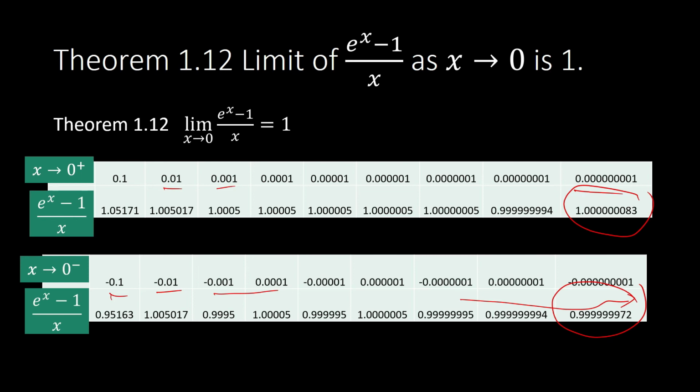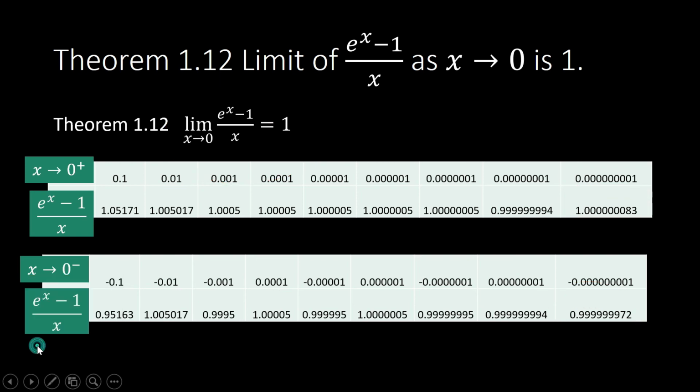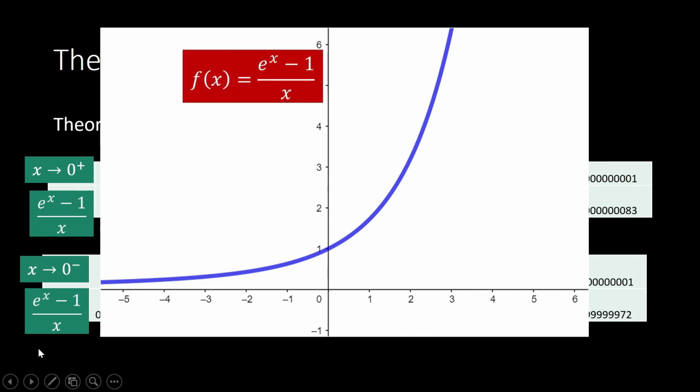And using our existence theorem, or theorem for the existence of limit, the limit of this function exists and it is equal to 1. Now we can also easily and quickly agree with this result if we look at the graph, because this is the graph of the function f(x) = (e^x - 1)/x.